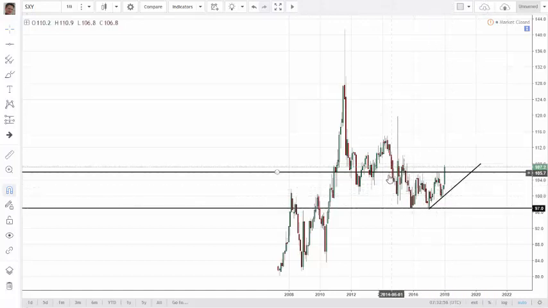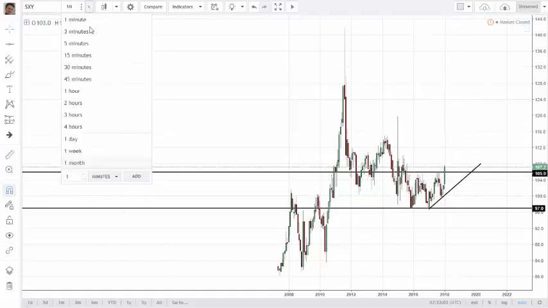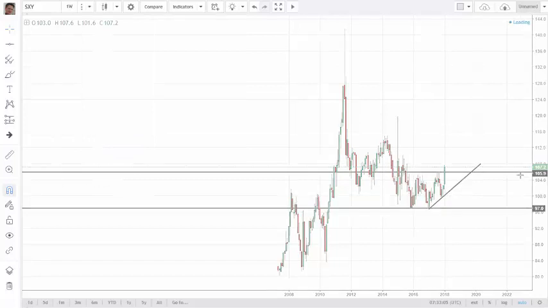This is not a rangy market anymore. It was a rangy market all the way for the last year and a half, but it seems like the Swiss franc is starting to trend from here on out.